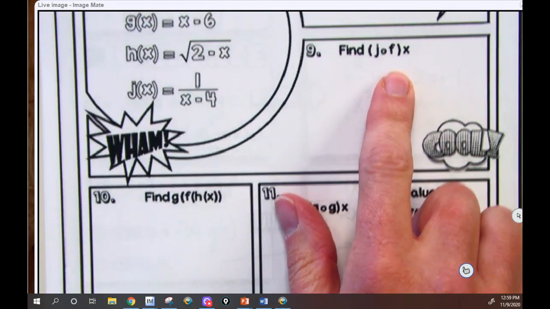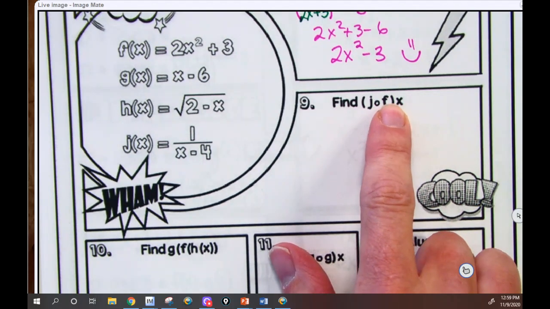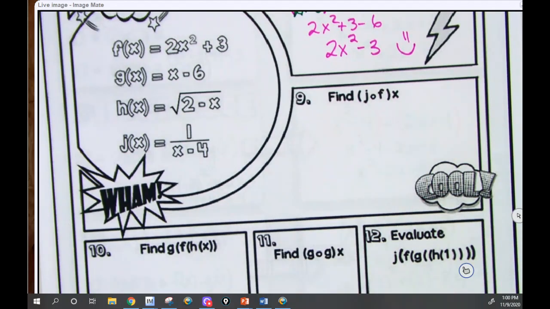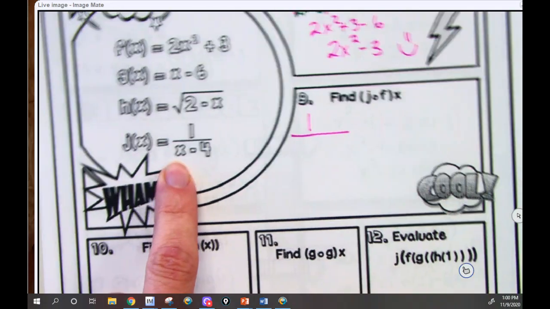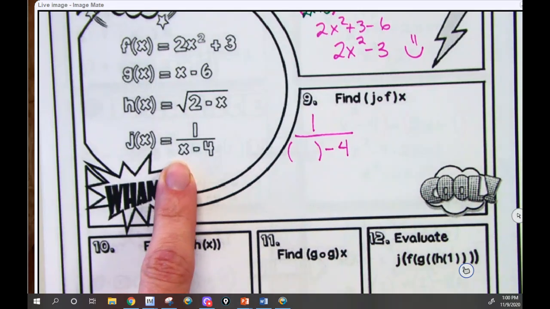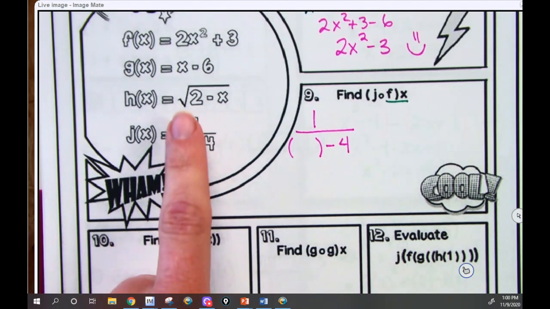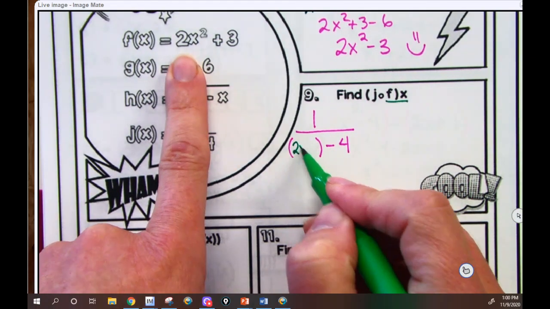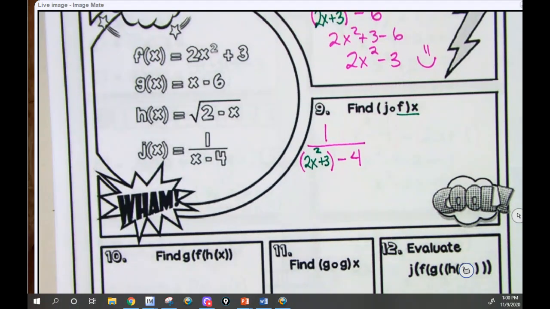How about on number 9 here? This says take f and substitute it into what? j. So I'm going to look over at j. Here is j. There's my variable, so I'm just going to put a set of parentheses there. Minus 4. What goes inside that set of parentheses? f of x, which is 2x squared plus 3. Go ahead and simplify that.